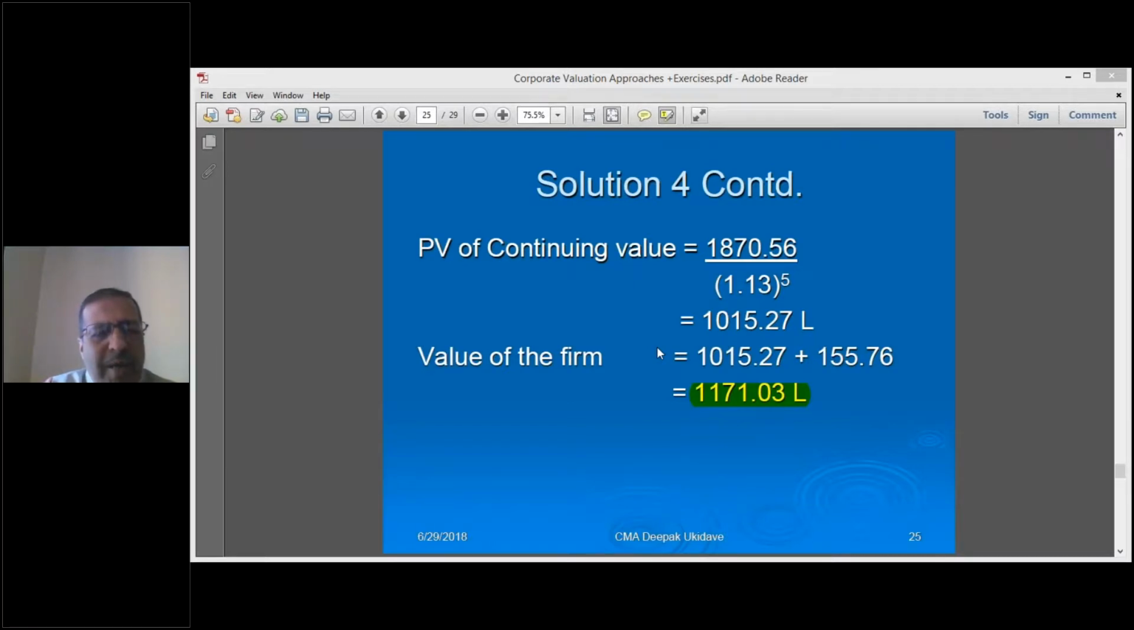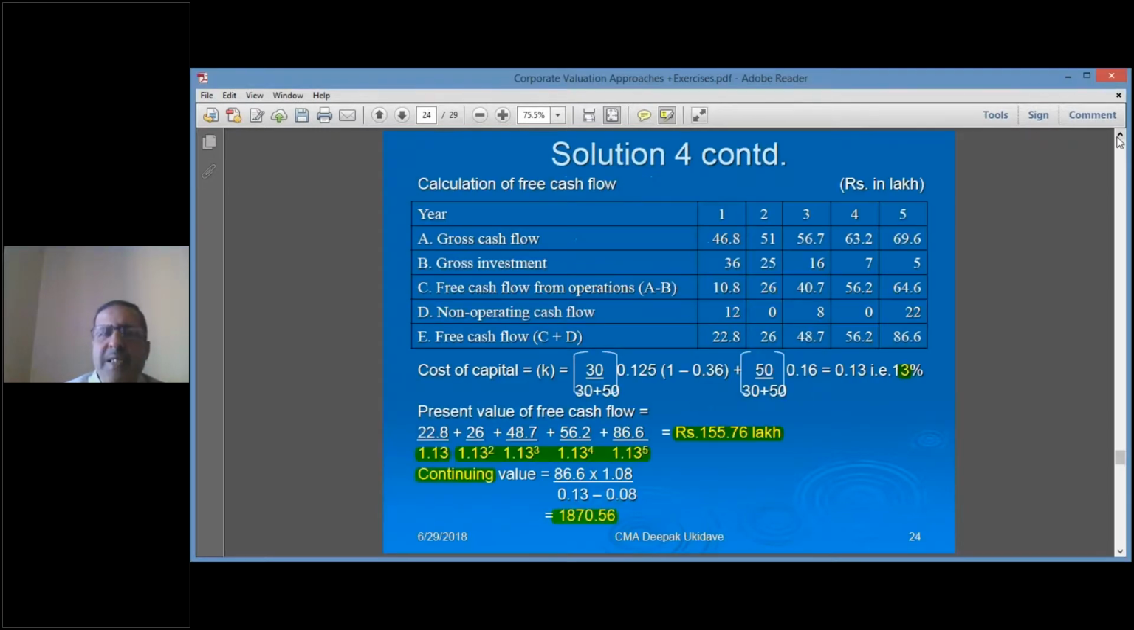Is that all right, Vinaya? FCFO plus non-operating cash flow after tax will give you FCFF. Write down which is the basis for discounting. FCFF is the basis for discounting. So we discount this FCFF to present value and then do continuing value.